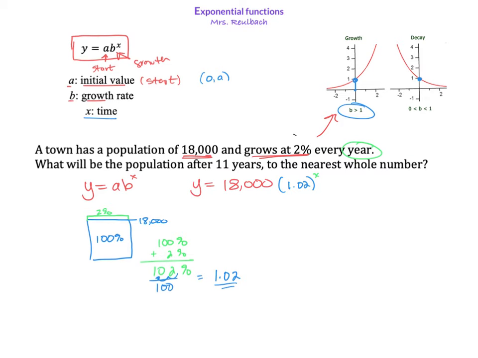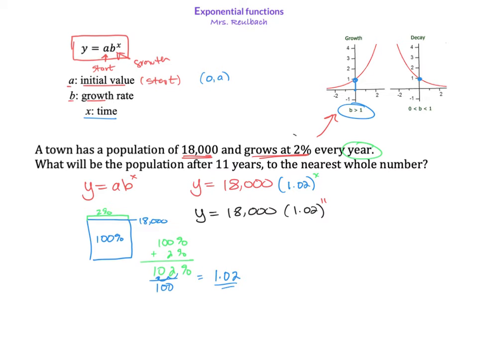So to figure out what the population will be after 11 years, we're going to go y equals 1800 times 1.02, and we're going to put 11 years up here. Now we could have done like 1.02 times 1.02 times 1.02 times 1.02 in our calculator, but that would not be very efficient. This is why we use this formula. We use the formula so we can take a shortcut.